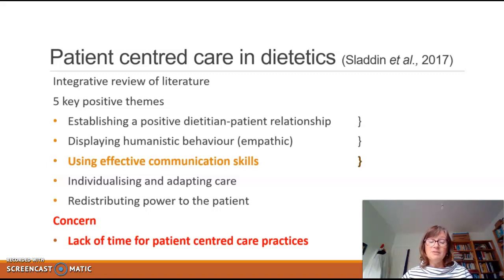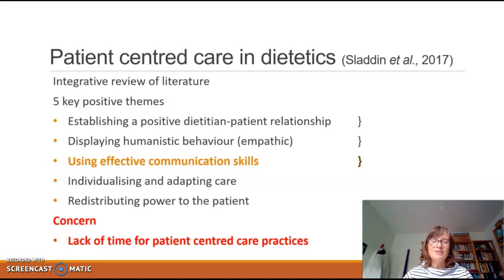The next thing is about individualising and adapting care. So you can see how closely the dietetic literature links with the general information that we get about person-centered or patient-centered care. So we individualize, we adapt the care to that individual patient's needs. And the idea also of redistributing power to the patient, that very much links with the whole idea of giving people control, promoting self-management of conditions. So the idea is that we support people to develop the skills so that they can look after themselves.